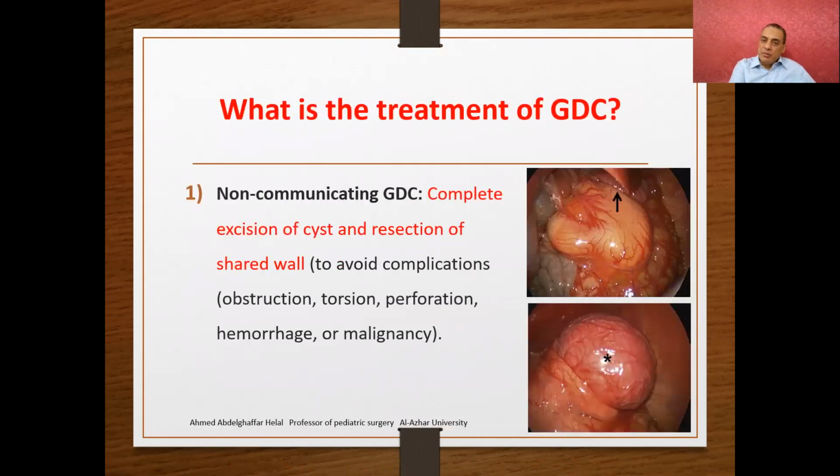What is the treatment? If non-communicating gastric duplication cyst, complete excision and resection of the shared wall to avoid the complications: obstruction, torsion, perforation, or hemorrhage. In such image, this is the stomach, and this is the duplicated part. This is the duplication and intraoperative excision or removal of this duplicated part.